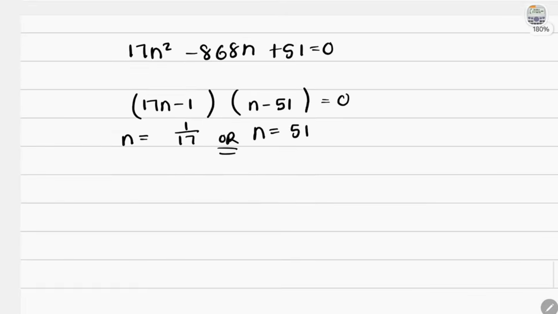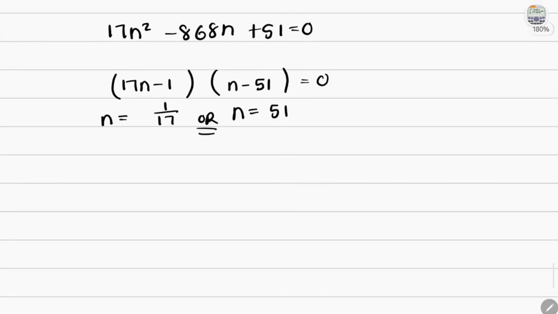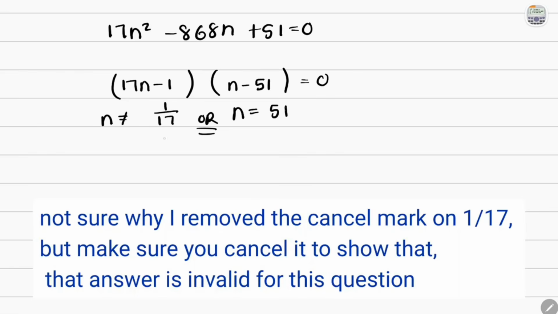Now choose which one would be valid, because this is a pattern. Term numbers cannot be fractions. You cannot have the half term. Okay, there's no such thing. But you can have the 51st term. So it means that we're not going to accept this answer. We're going to accept this one. So we'll say that n is therefore equal to 51.